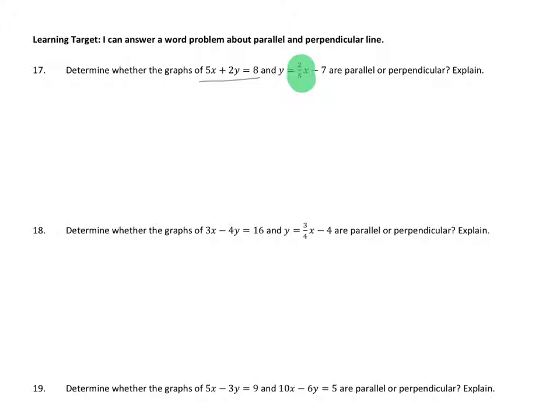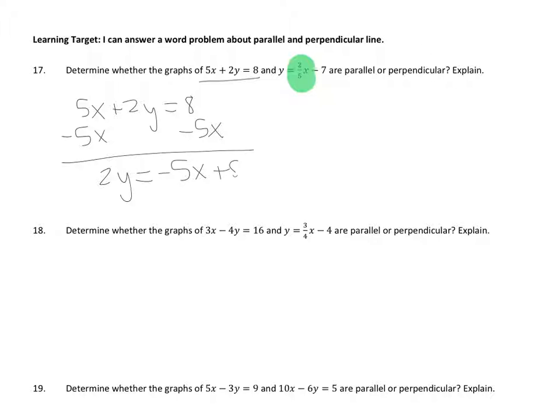So I'm going to write, I do not need the highlighter. 5x plus 2y equals 8. Subtract 5x and get 2y equals negative 5x plus 8. Divide everything by 2. So y equals negative 5/2 x plus 4. So what is that slope there? That slope, and I'll highlight that, is negative 5/2. So 2/5 versus negative 5/2, those are opposite reciprocals.